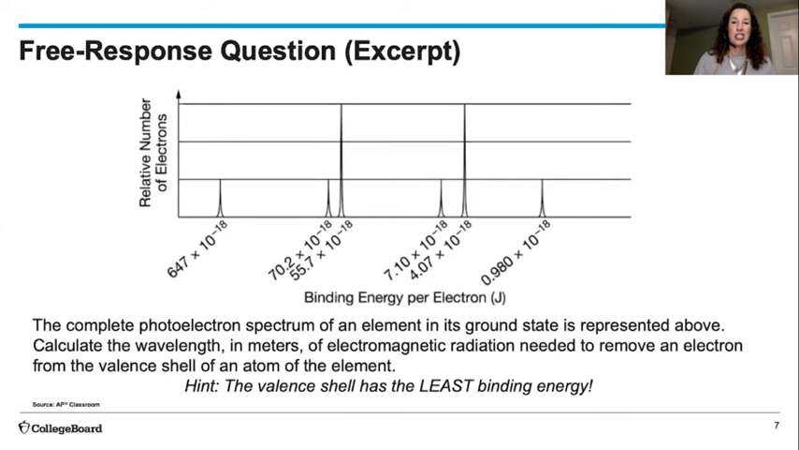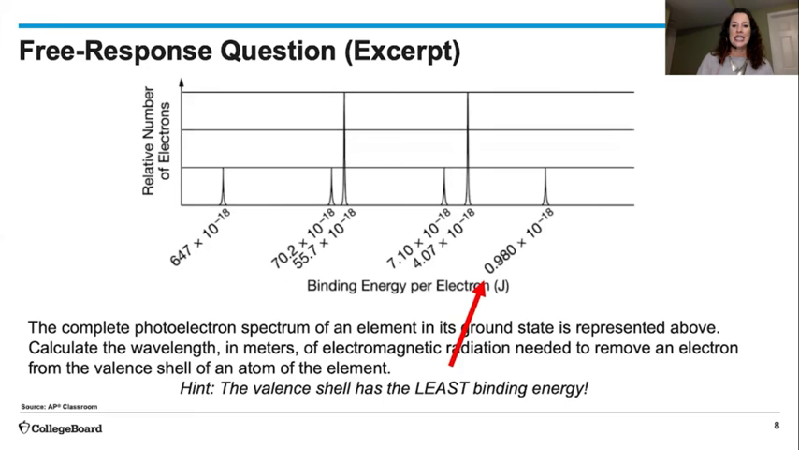So remember that binding energy is talking about how easily an electron can be removed or how attracted it might be to the nucleus. So the valence shell is going to have the least binding energy. They're going to be less bound to the nucleus. There's a greater distance from that valence shell to the nucleus, and they're going to have less attraction to the nucleus. There's a less effective nuclear charge. So here we see that the one that has the least binding energy is going to be 0.98 times 10 to the negative 18th joules.